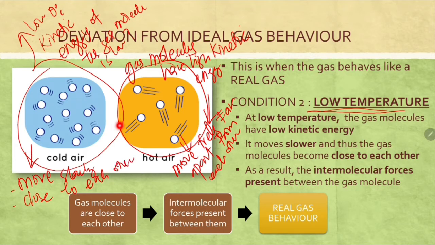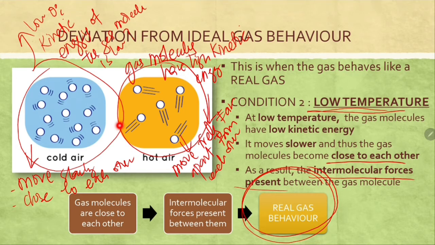So when they come close to each other, what will happen then? They can attract each other. Attractive forces exist between them, and we name those attractive forces intermolecular forces. When intermolecular forces are present, it automatically deviates from ideal gas behavior. So it no longer behaves like an ideal gas, but instead becomes a real gas.